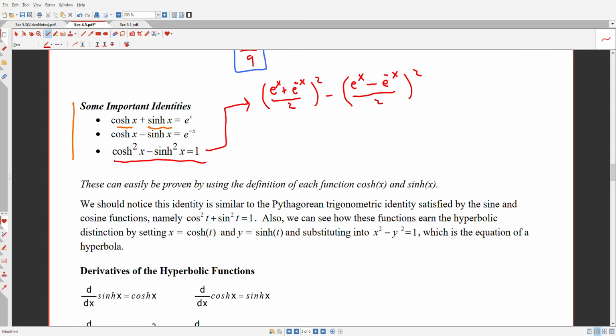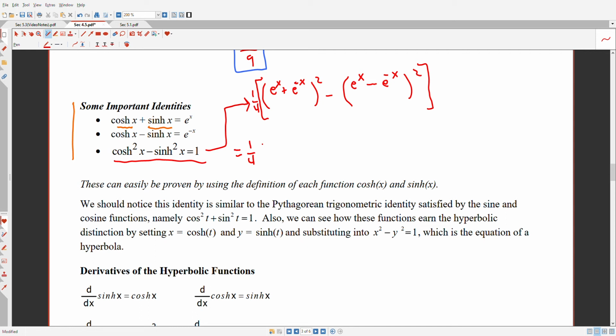And one thing you can do right away is you can get rid of those over 2s and bring them out front. 1 over 2 squared, that's just a 1 over 4. In fact, that second 1 over 4, I can omit altogether if I pull that 1 fourth out of everything. And so what I'm going to do is just FOIL out both terms.